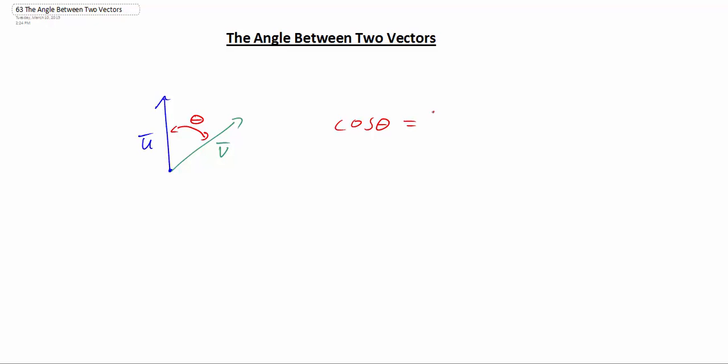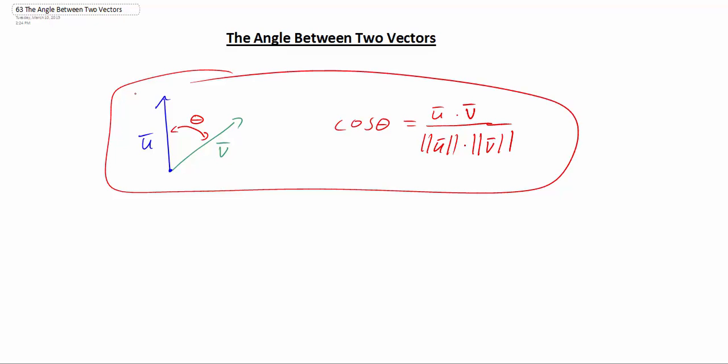And the formula for that is simply we want to take the cosine of theta, that's going to be equal to u dot v. So here we're going to take the dot product of the two vectors, and then we're going to divide by the magnitude of u multiplied by the magnitude of v. So this here is the simple formula for finding the angle between two vectors. So let's see if we can do that.